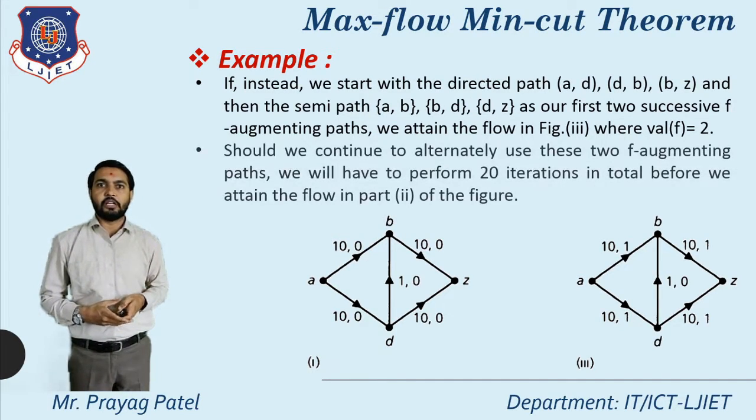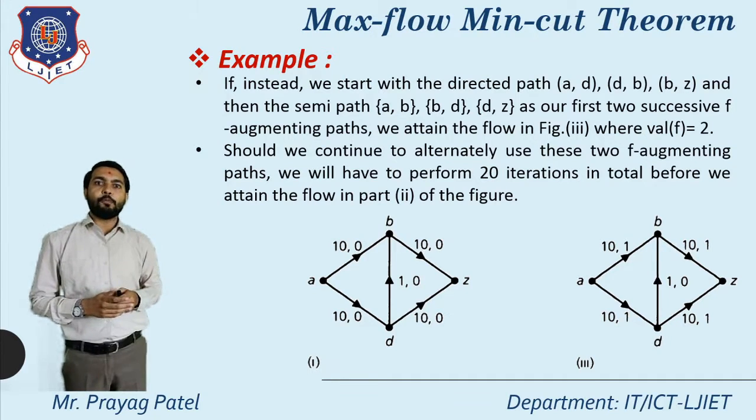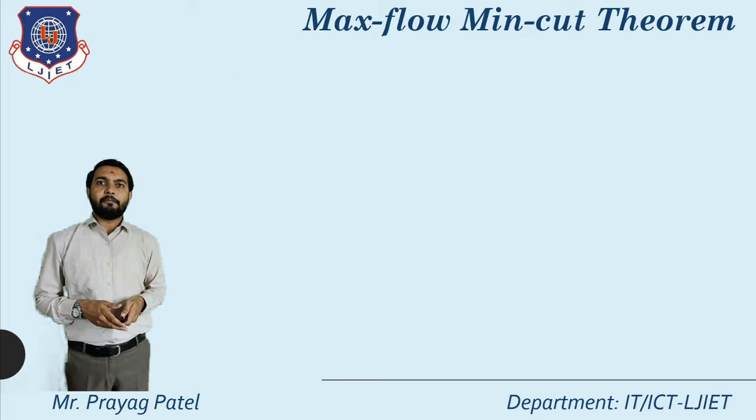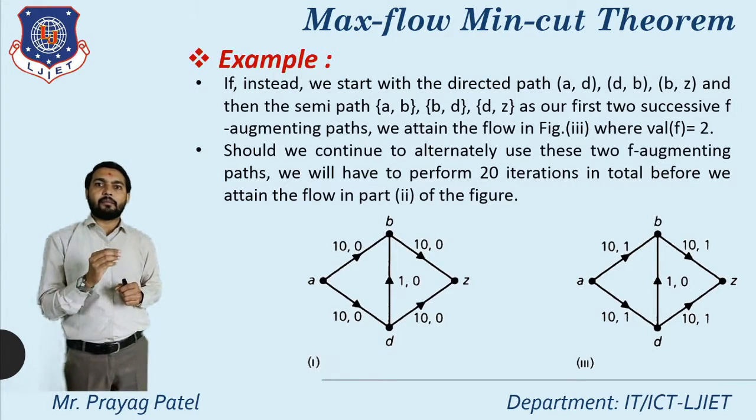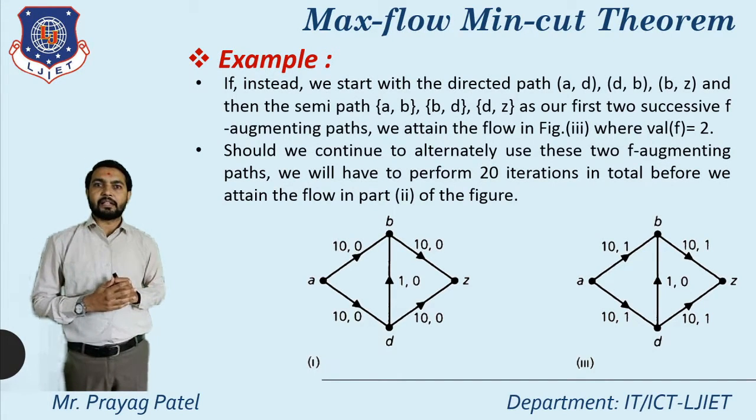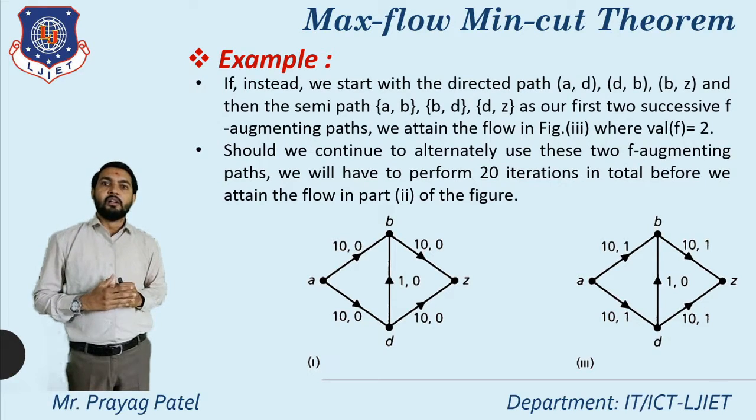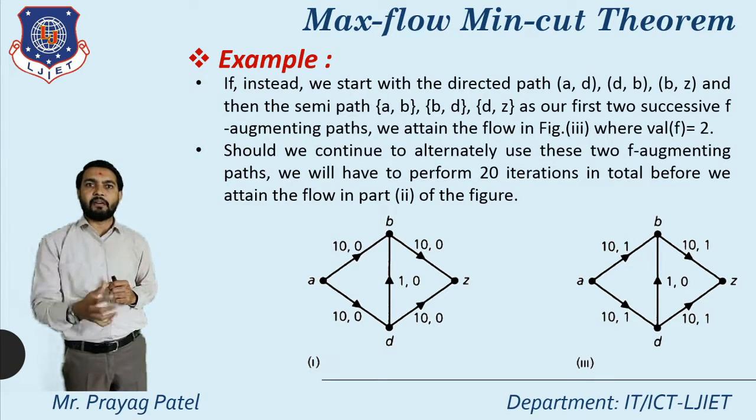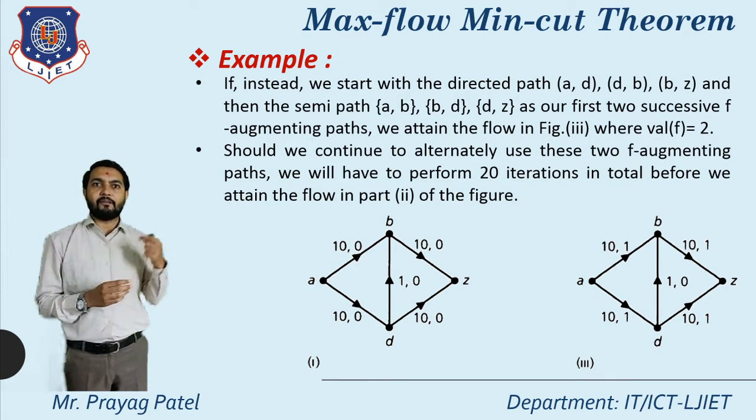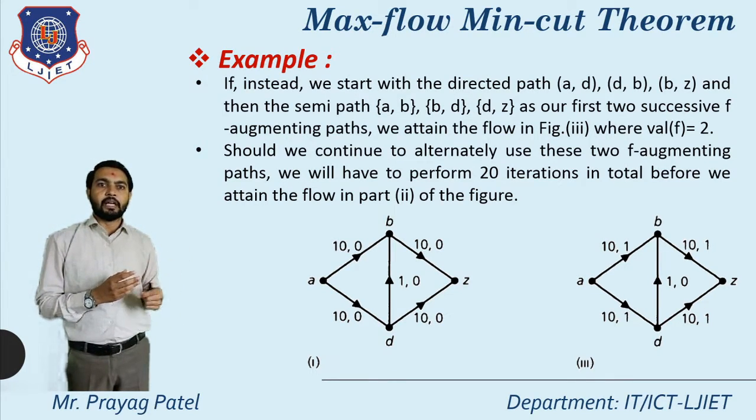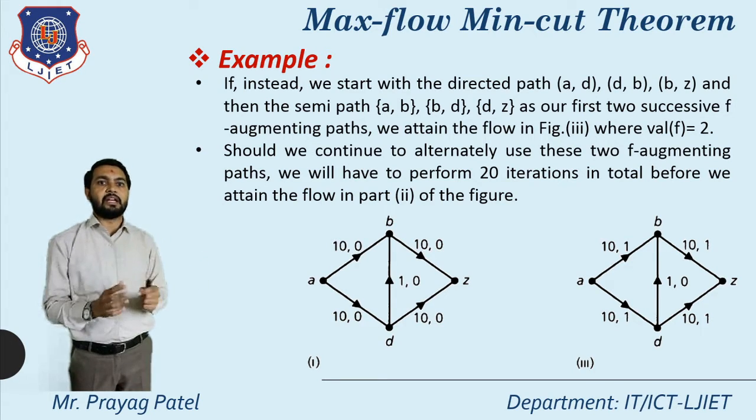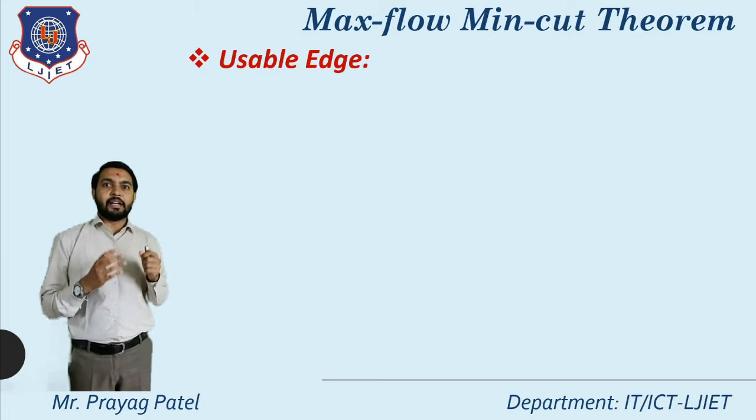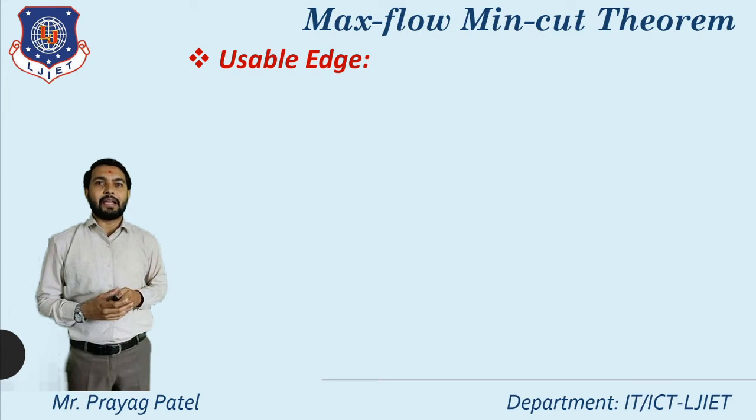Now see here, if we move along our path like this, if we consider the path A to B, then B to Z, we can say that one increment is done. For the other path, A to D, D to Z, we also increase by 1. So in total, 20 times we perform this operation, and then we get the value 20 as the maximum flow. Now after that, consider the next definition, usable edges.